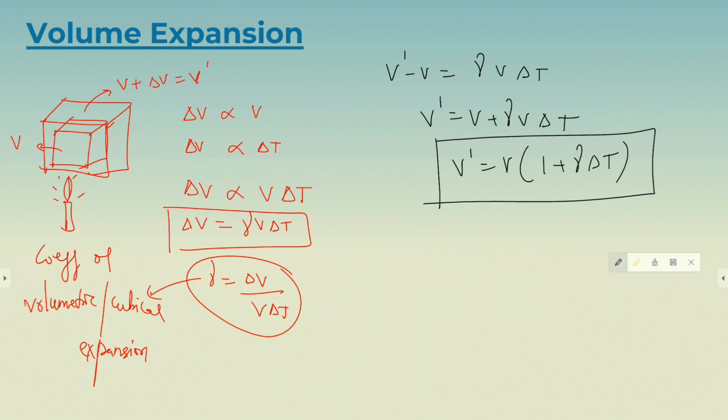Can I start the next topic? Is it clear to you? Is it clear to you what is alpha, beta, gamma?